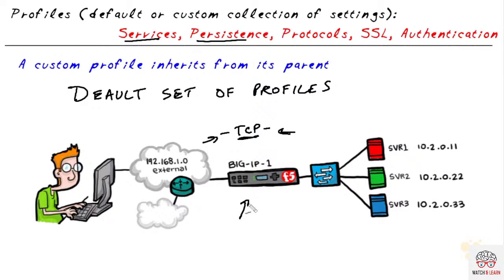And in our case, because we have a virtual server that's supporting HTTP, which is TCP port 80, we could also apply the default HTTP profile as a services profile. You can think of it as an application layer profile that controls a collection of settings regarding the application HTTP.